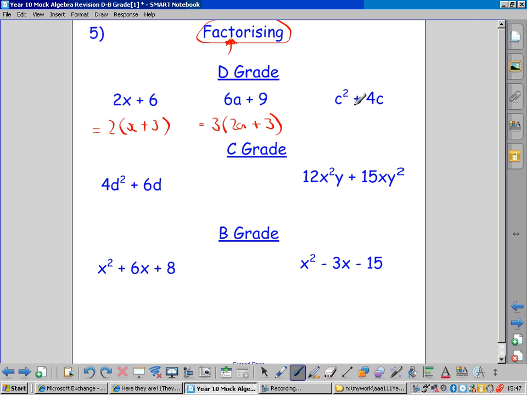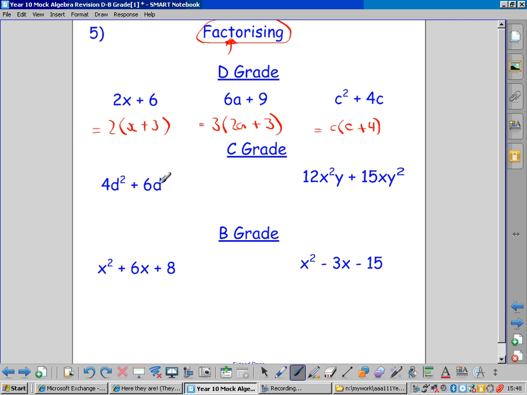The third one, there's no numbers that go into both, except 1, and that doesn't count. But we can take a letter out. C goes into both. C squared divided by C is C, and 4c divided by C is 4.